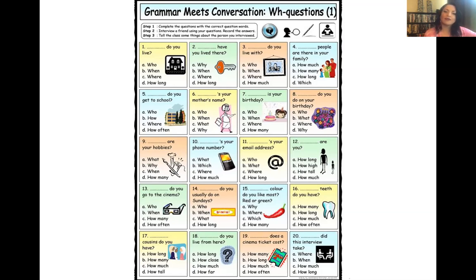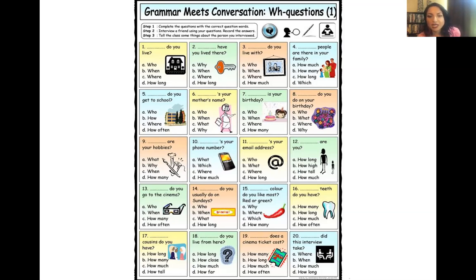Number 14. Who do you usually do on Sundays? Oh dear. When do you usually do on Sundays? What do you usually do on Sundays? How long do you usually do on Sundays? Do you remember the word usually? It means like a habit, over and over and over and over. So what do you do on Sundays usually?